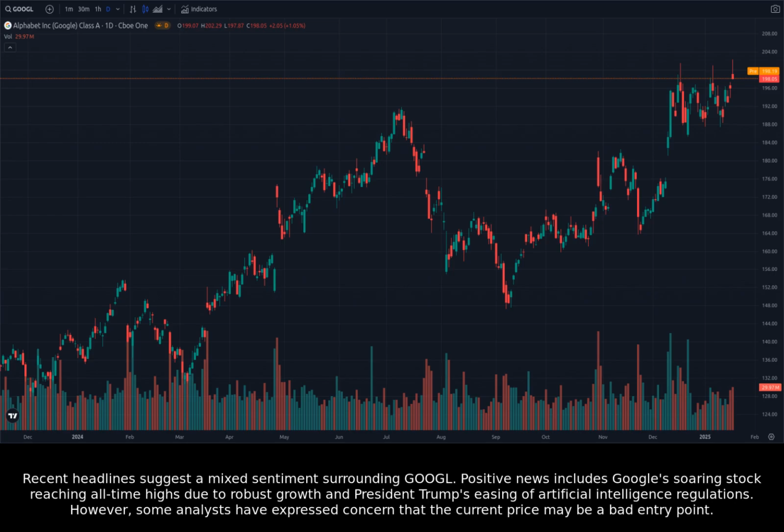Recent headlines suggest a mixed sentiment surrounding Google. Positive news includes Google's soaring stock reaching all-time highs due to robust growth and President Trump's easing of artificial intelligence regulations. However, some analysts have expressed concern that the current price may be a bad entry point.